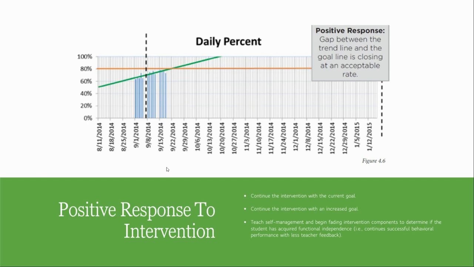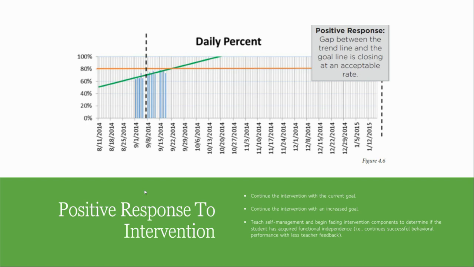So a positive response to an intervention means the gap between the trend line and the goal line is closing at an acceptable rate. So we're going upward. All right, we're having a positive response. Our numbers are trending upwards. When the data shows that the student is having a positive response to that intervention, the team can one, continue the intervention with the current goal and continue to see how well they are going to maintain that success.